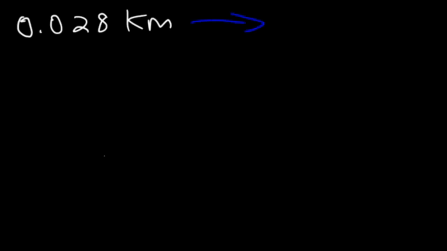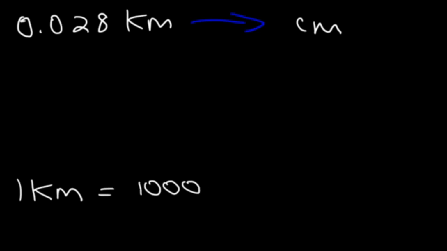Now let's try a two-step conversion problem. Let's convert 0.028 kilometers into centimeters. So take a minute and try this example. We don't have a direct conversion from kilometers to centimeters, at least we weren't given one in this video. But we do have conversion factors that can convert kilometers to meters and then meters to centimeters. Now we know that 1 kilometer is equal to 1,000 meters, and 1 meter is equal to 100 centimeters.